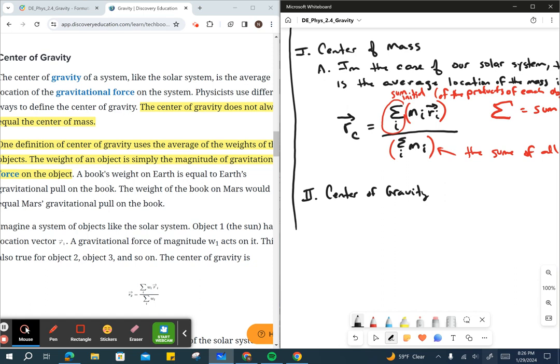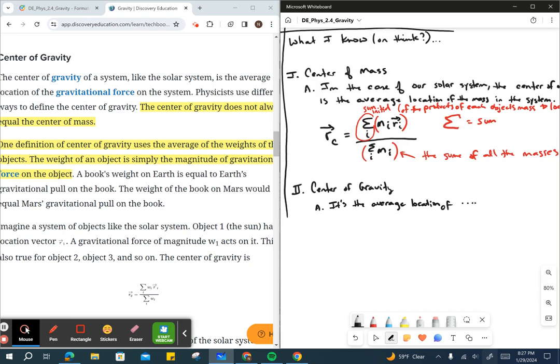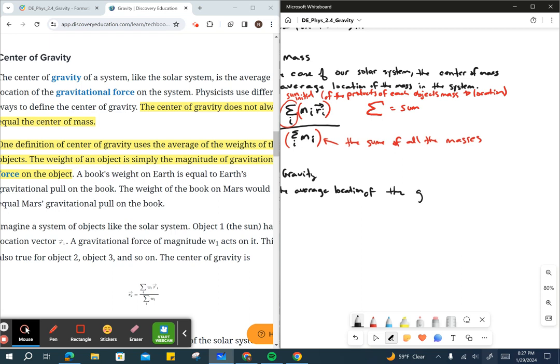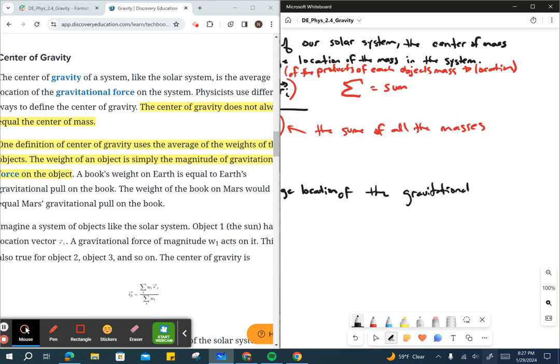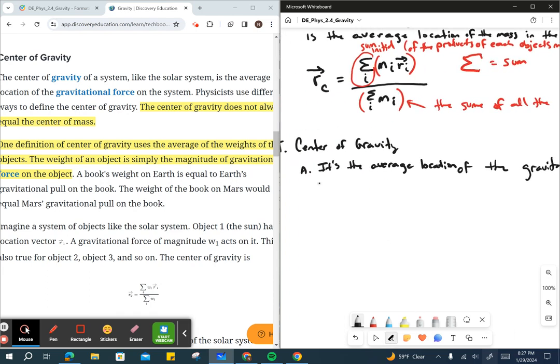Center of gravity. It is the average location of the gravitational force on the system. Okay?